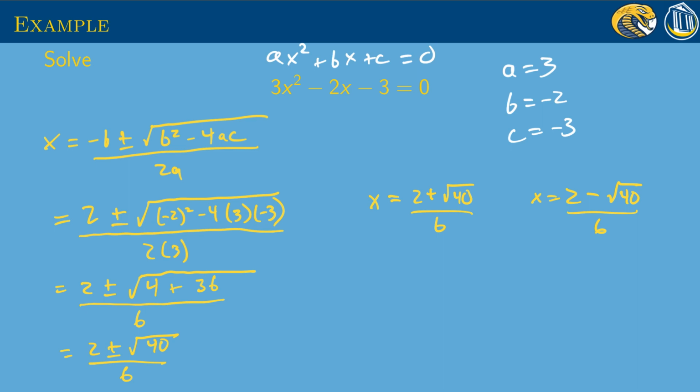At this point, there's some further algebra and simplification that we could do here, or alternatively, we could just type this in a calculator. For the first one, we get x is approximately equal to 1.387, and for the second one, we get x is approximately equal to negative 0.721 to 3 decimal places.